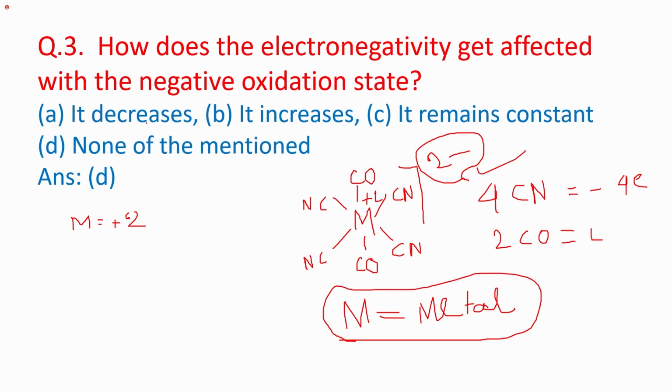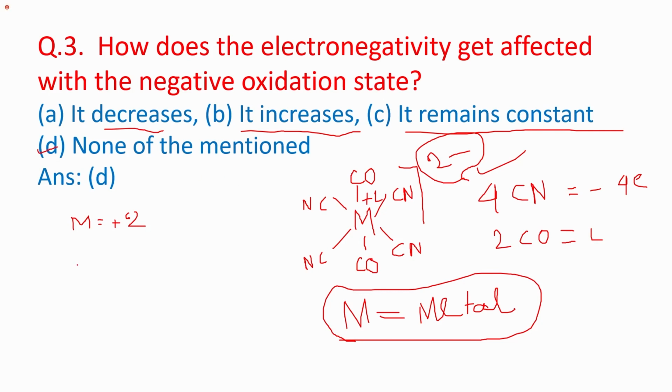So that's why it doesn't decrease, it will not increase, and it will not remain constant. So the best option will be D. I can also take another example. Maybe in the next class I will discuss these things. I'll bring another example and discuss this question particularly.